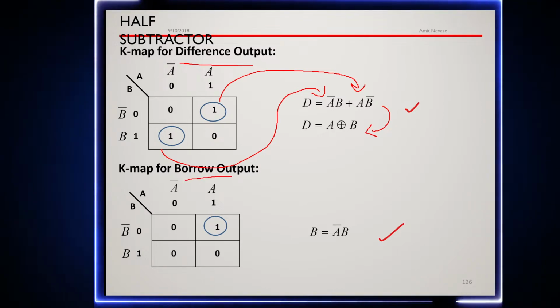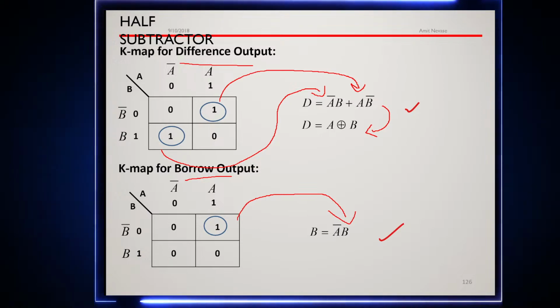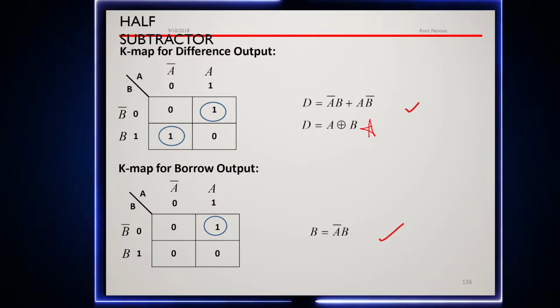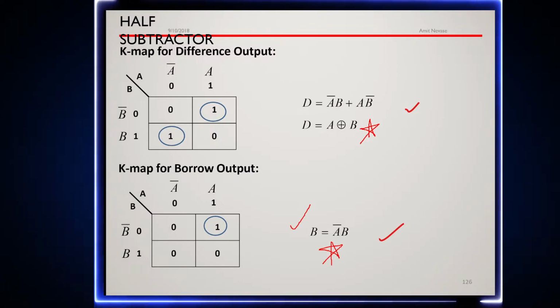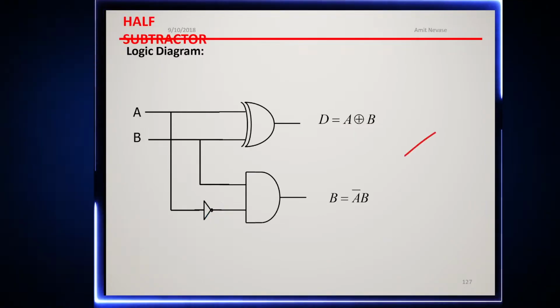Similarly, for the borrow output, we just have 1 0 over here. That means only one term. So that is nothing but A bar B. So these are the two equations that you need to remember. This is the first equation for difference, and this is the second equation for borrow that you need to directly remember, right? Now from this, let's just draw a simple logic diagram.